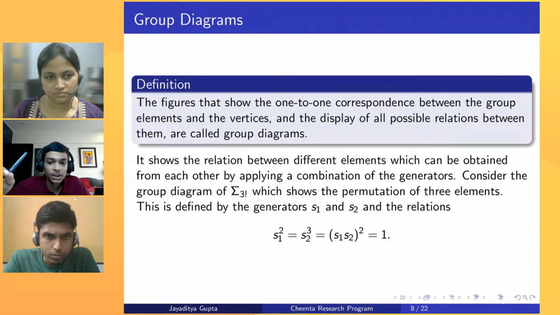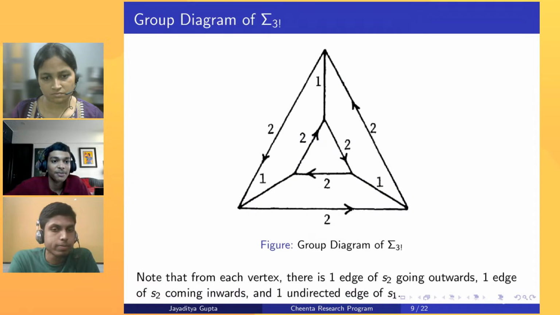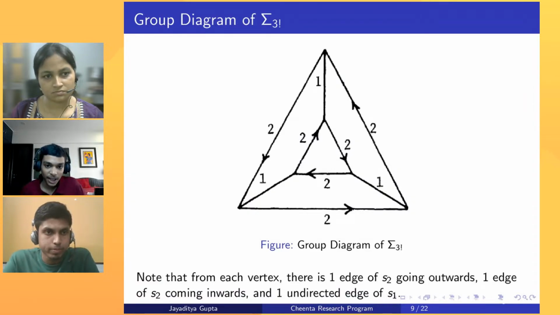In other words, it shows the relation between the different elements of the group and how each element can be obtained from another element by applying a combination of the generators. So now we will look at the group diagram of S3, which just represents a permutation of 3 elements. This is defined by the generators S1 and S2, and the relations S1 squared is S2 cubed, which is equal to (S1 S2) squared, which is 1. Okay, so this gives us the resultant group diagram.